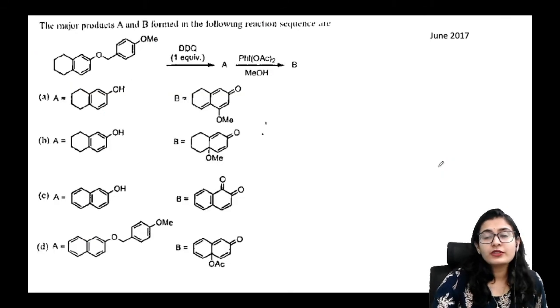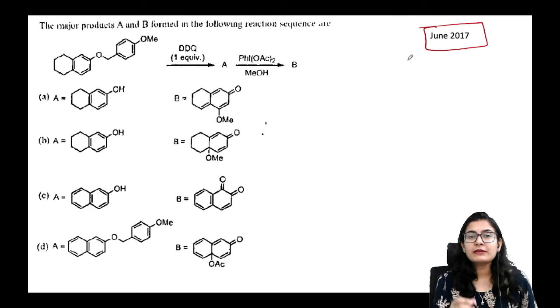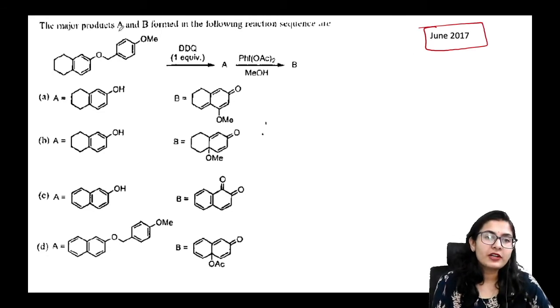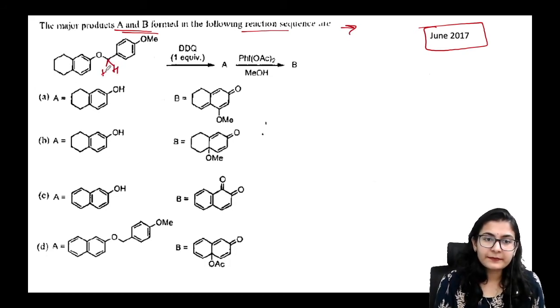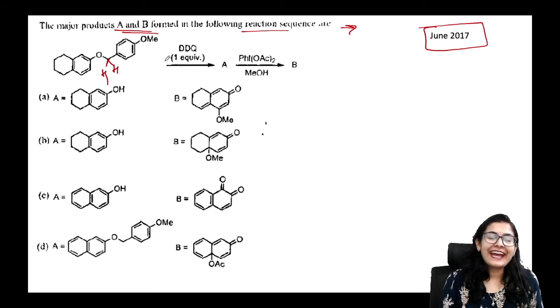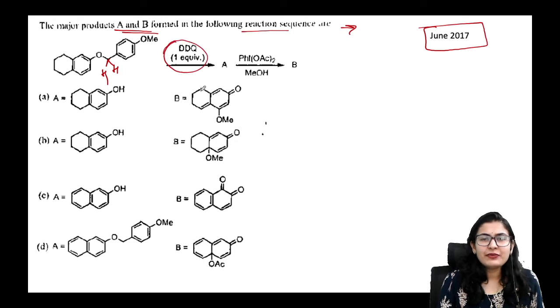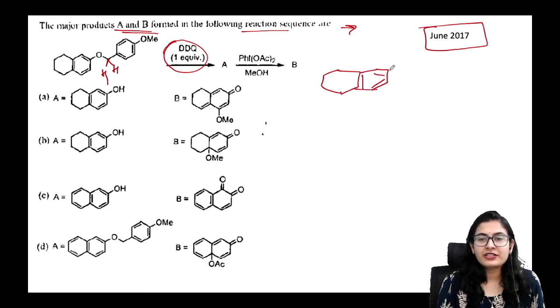Now guys, moving onwards, we have one similar question asked in June 2012. It is similar but not the same. Major products A and B formed in the following reaction sequence are. So you see you have a PMB ether, and nothing else, only one PMB ether. And you are having one equivalent of DDQ. So the question might look very simple to you: only one reagent is given and only one functional group is given. How easy.